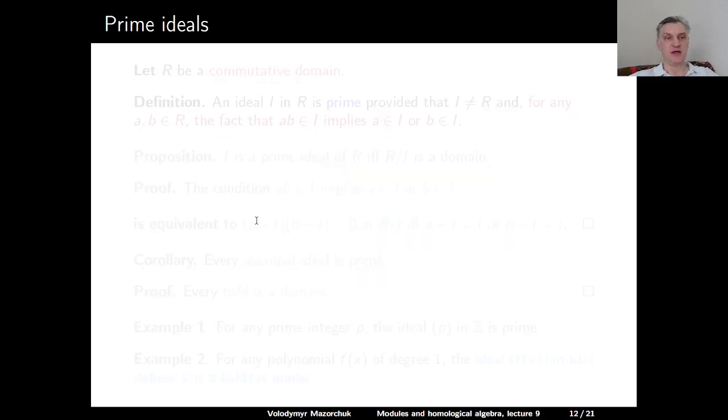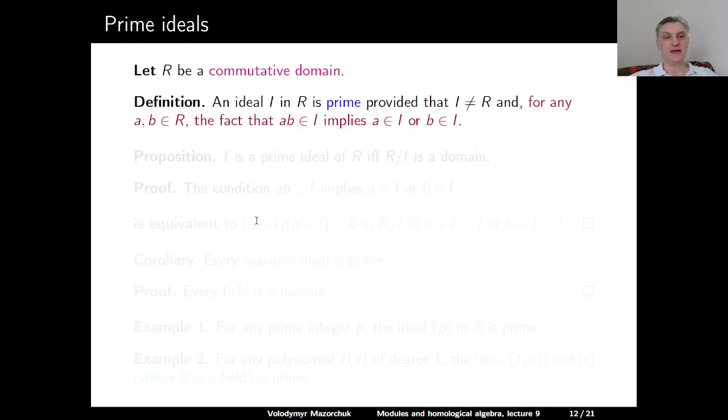Next, let us discuss prime ideals. Let R be a commutative domain. Definition: an ideal I in R is prime, provided that it is different from R, and for any A and B in R, the fact that the product AB belongs to I implies that A belongs to I or B belongs to I. Proposition which characterizes prime ideals: the ideal I is prime if and only if the quotient by this ideal is a domain.